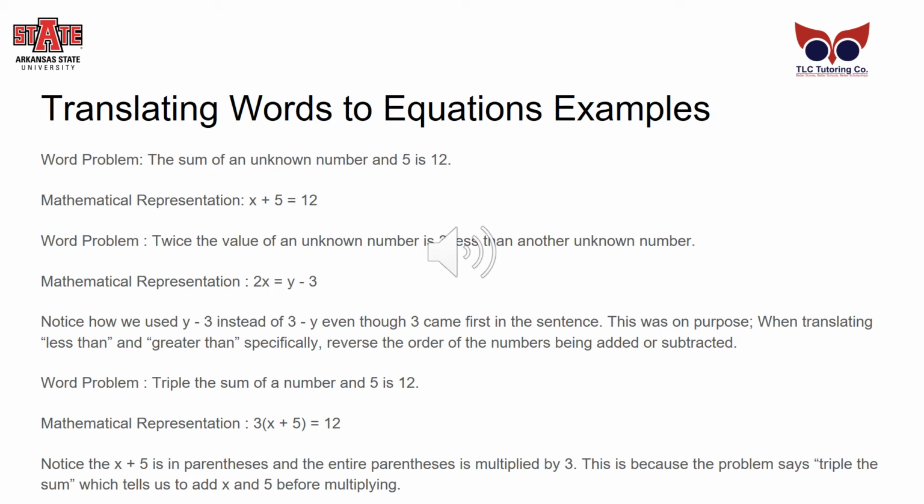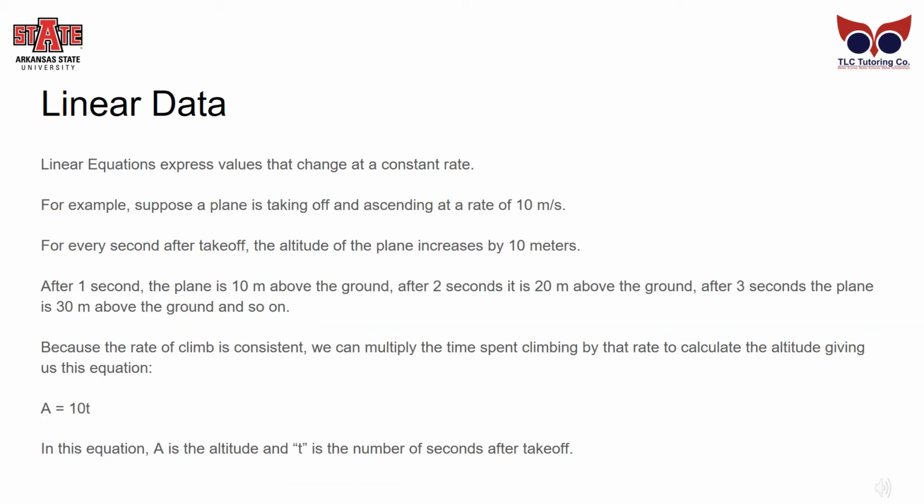Word problem. Triple the sum of a number and 5 is 12. The mathematical representation would be 3 multiplied by (x + 5) equals 12. Notice that the x + 5 is in parentheses, and the entire parentheses is multiplied by 3. This is because the problem says triple the sum, which tells us to add x and 5 before multiplying.